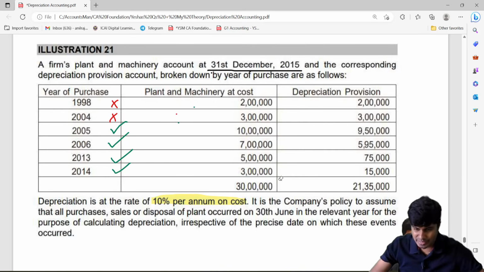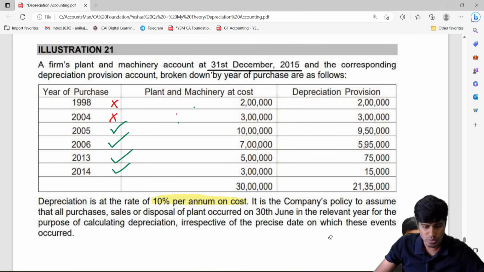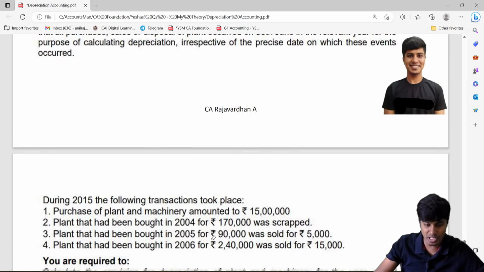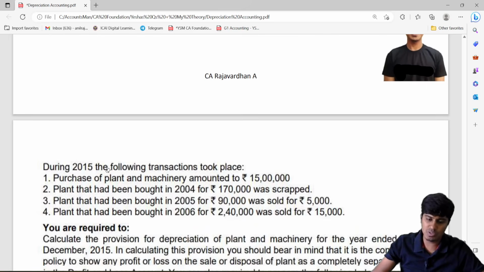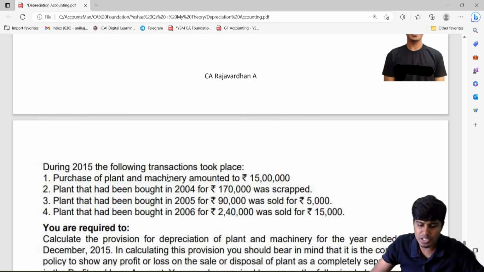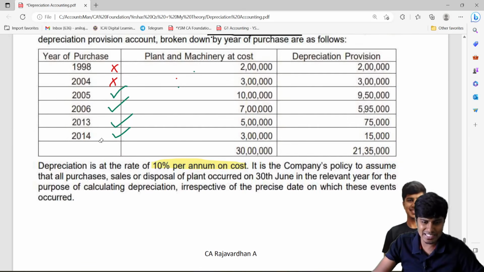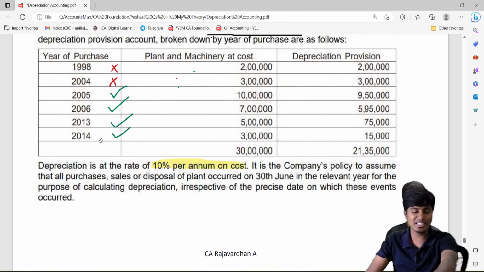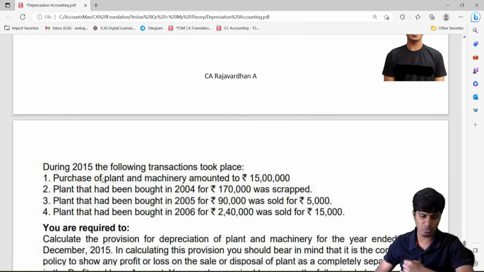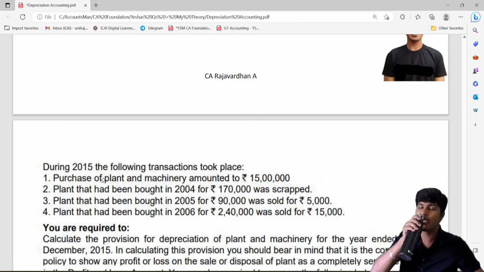Got it? Then, irrespective of the precise date on which this event has occurred, we don't care about the date. During 2015, that is the year for which we are supposed to prepare the machinery account, provision for depreciation and disposal account, purchase of plant and machinery amounted to 15 lakh. So 15 lakh worth of asset is purchased during this year. Here we have details in 2014. 2015's details are not given in this table, and this is what we need to account for.